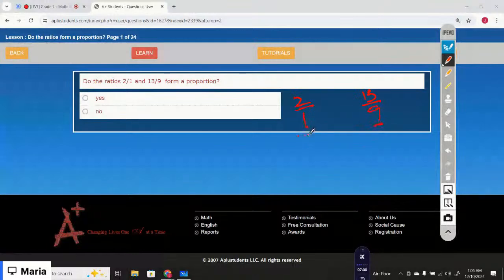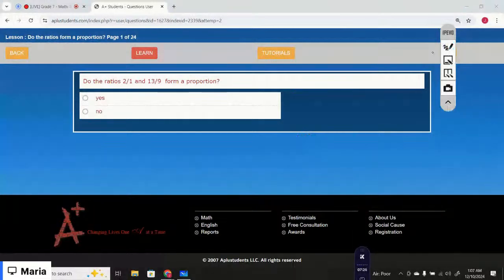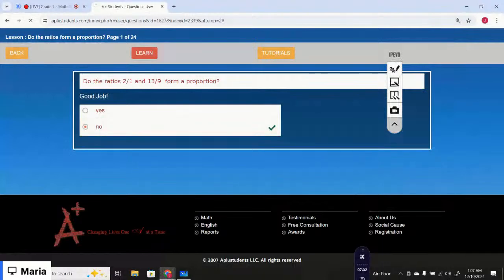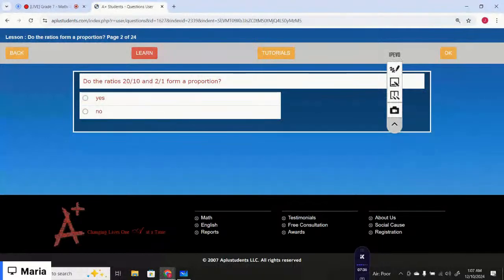You need to make this equal to 9. So that is 2 times 9 divided by 1 times 9. So 2 times 9 is 18 and 9 times 1 is 9. Their denominators are the same, but their numerators are different. That means no, they are not the proportion. The correct option is no. Option number 2, the ratios 20 by 10 and 2 by 1 form a proportion, which is the correct option.